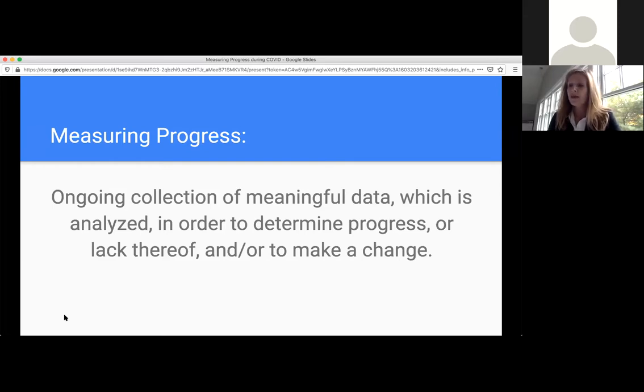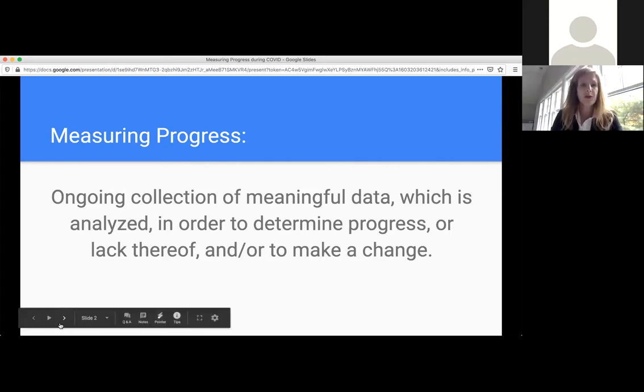So the ongoing collection of meaningful data, which is analyzed. I stress that it must be analyzed because this data can't live in a vacuum or else it's not good to any of us. The ongoing collection of meaningful data, which is analyzed in order to determine progress, so in order to determine if our IEP is actually effectuating an educational benefit to your child, so to determine progress or lack thereof, or to make a change. And I know that is a mouthful, and I want to unpack with you today what each of those components really mean.